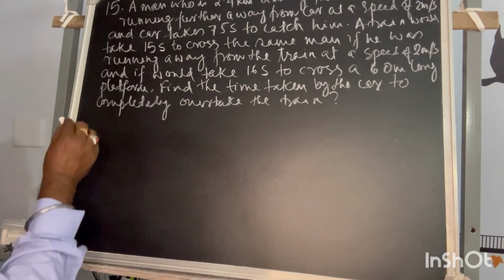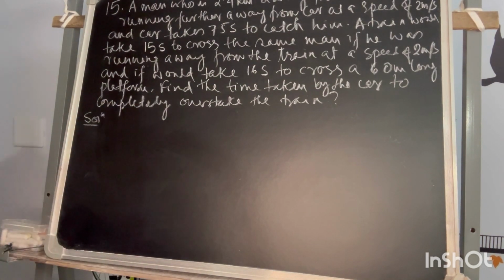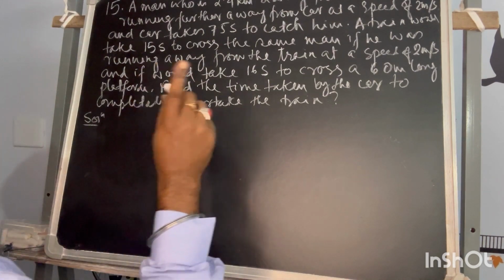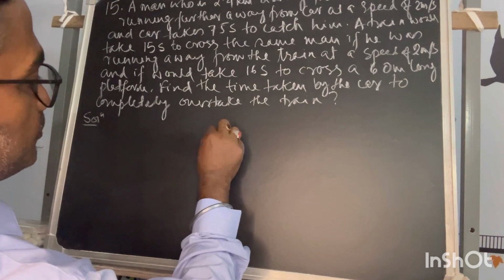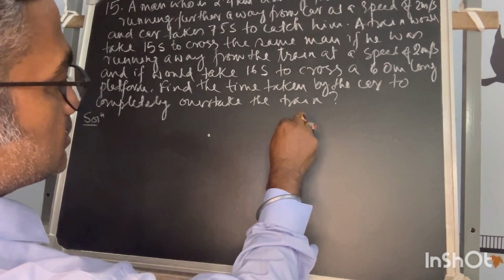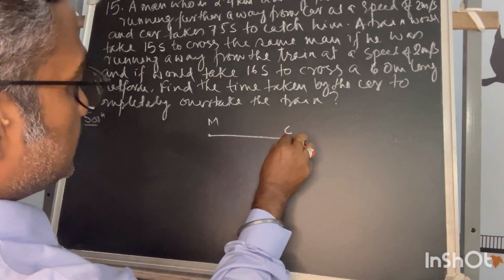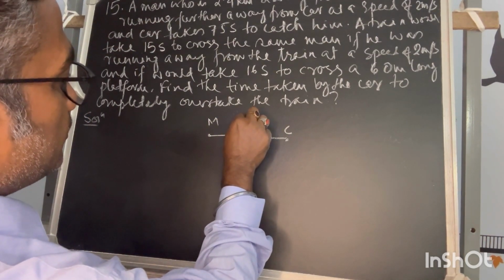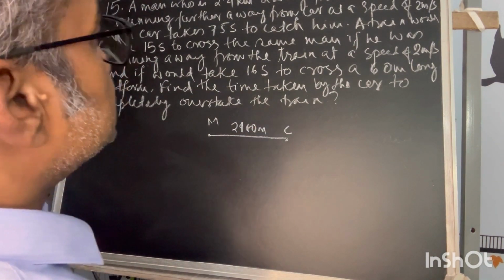There is so much information. Let me take it one by one. The first is a man who is 2.4 kilometers away from a car. Let me take the man's position as this and the car's position as this. This is the car, this is the man, and the distance in between is 2.4 kilometers. I am converting it to meters because the other information is in meters.